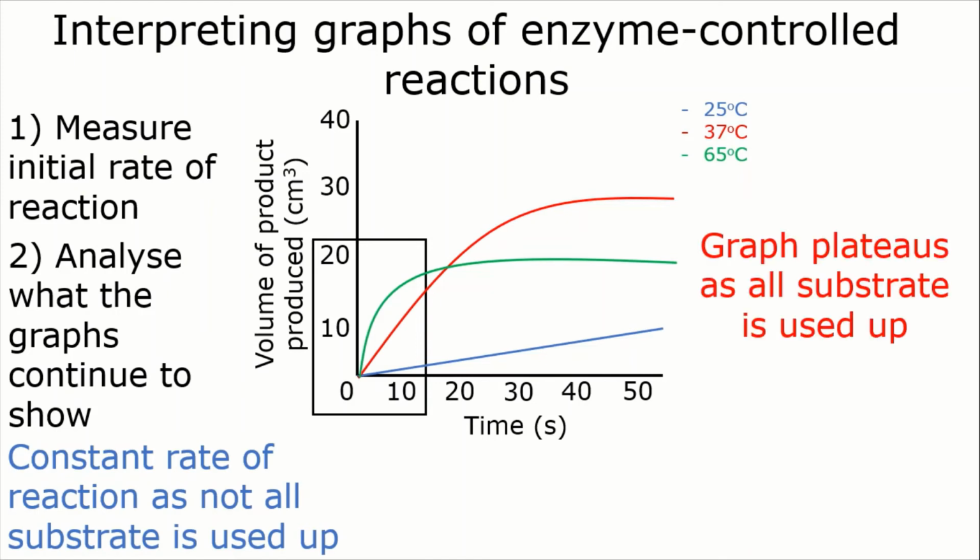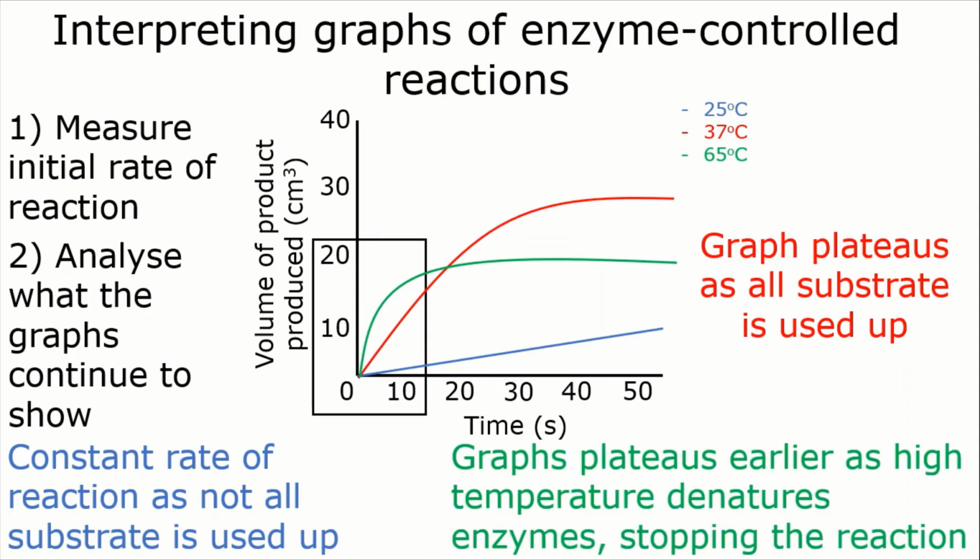Now at 37 degrees, we looked at what happens in our last video, but essentially our rate of reaction increases and then the graph will plateau because either all the substrate is used up or all the enzyme active sites become full. So the rate of reaction plateaus.